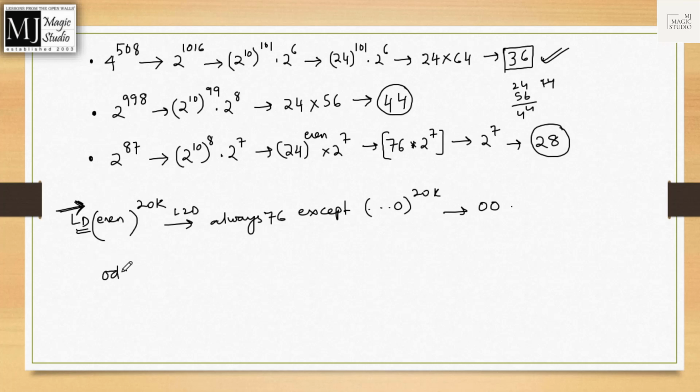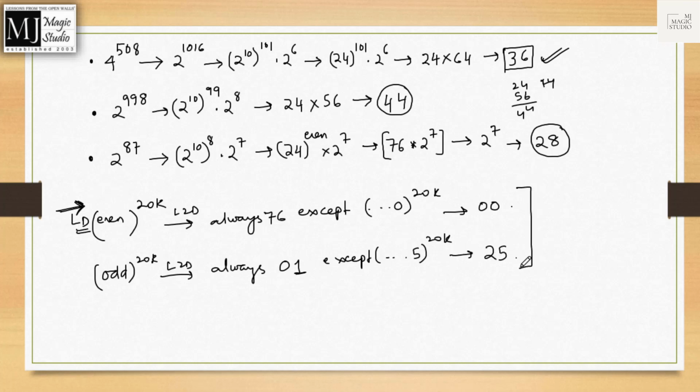Now, if we have an odd number, or last digit is odd, then raised to the power 20k, last two digits are always 01, except if last digit is 5, raised to the power 20k, last two digits would be 25. The very important last second notes for long run questions, if power is divisible by 20.